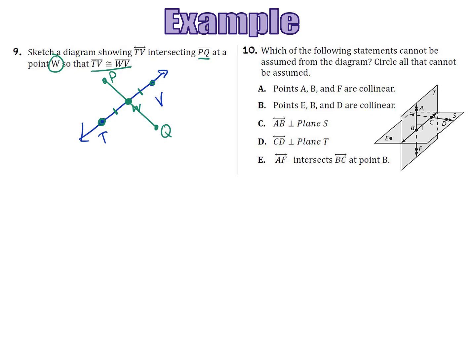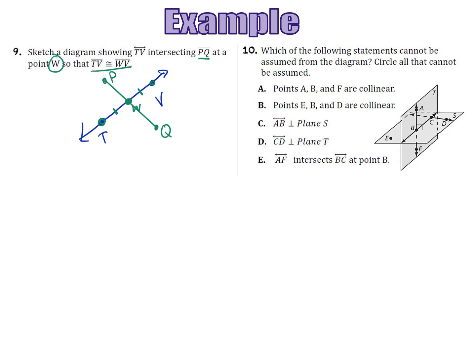All right, for our very last example in this section, I'm going to encourage you to pause the video, read through the statements A through E using the diagram on the right, and circle all that cannot be assumed based on the graph. So it's sort of like, can you determine that this must happen, or are we unsure whether or not it must happen? Then unpause the video and see how you did.